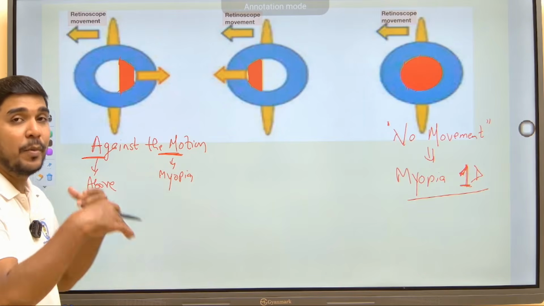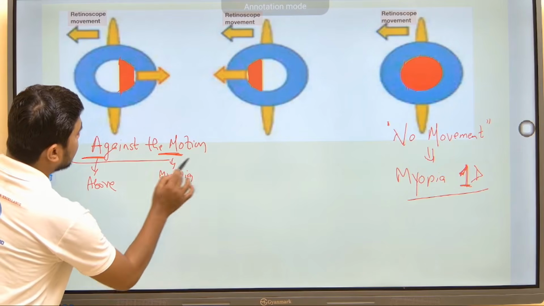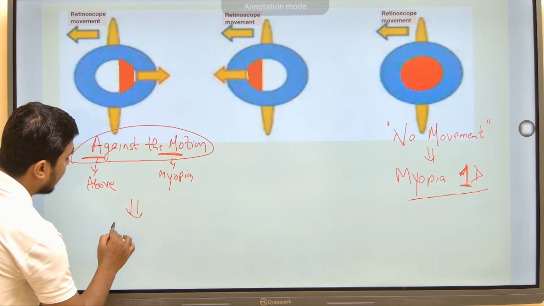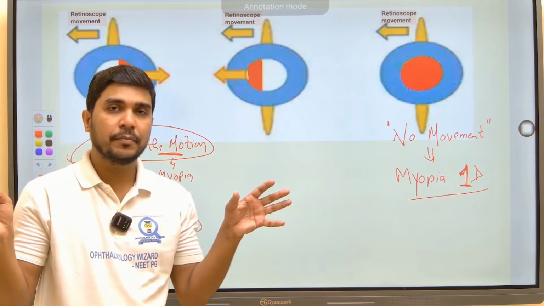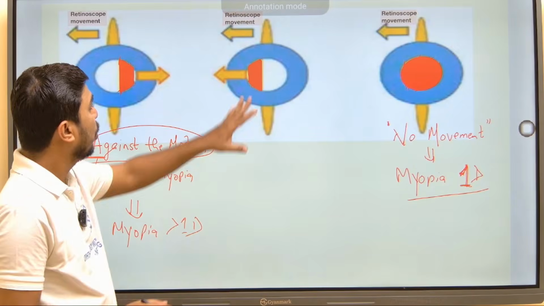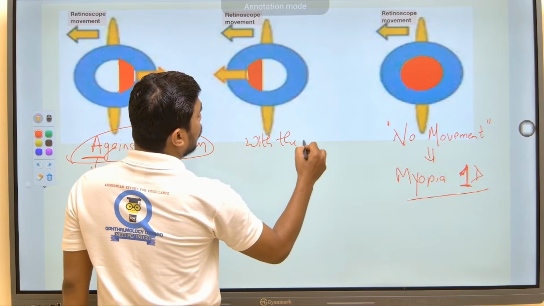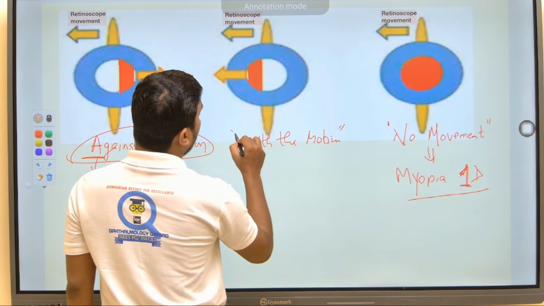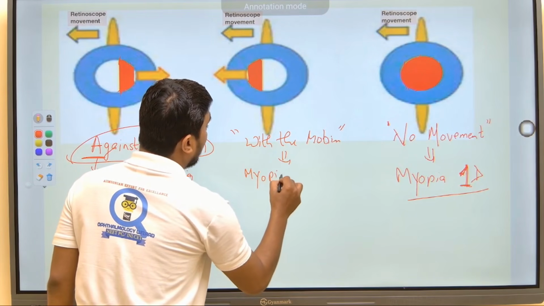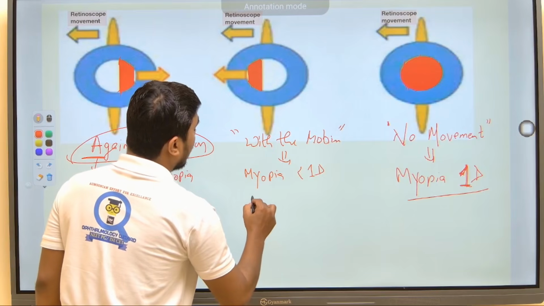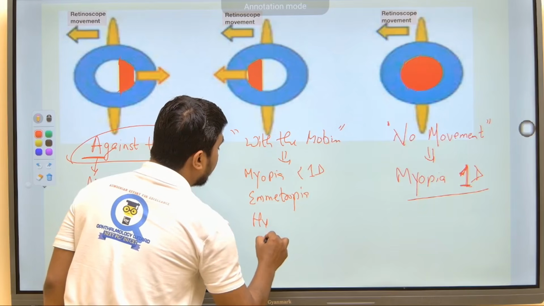So how much against? It is more than one diopter. So if there is against the motion, that means it will be a myopia of more than one diopter. Understood? The rest of the things will come under here. What is this? This is with the motion. If the movement is with the motion, that means it can be myopia less than one diopter, emmetropia, and hypermetropia.